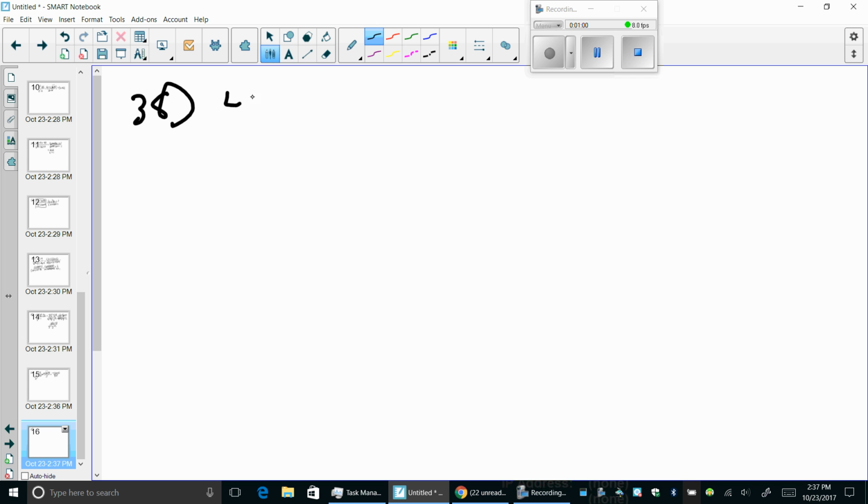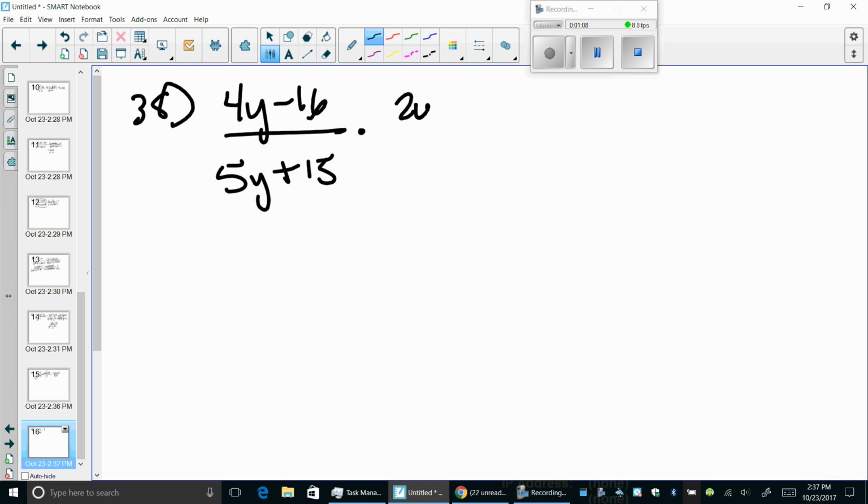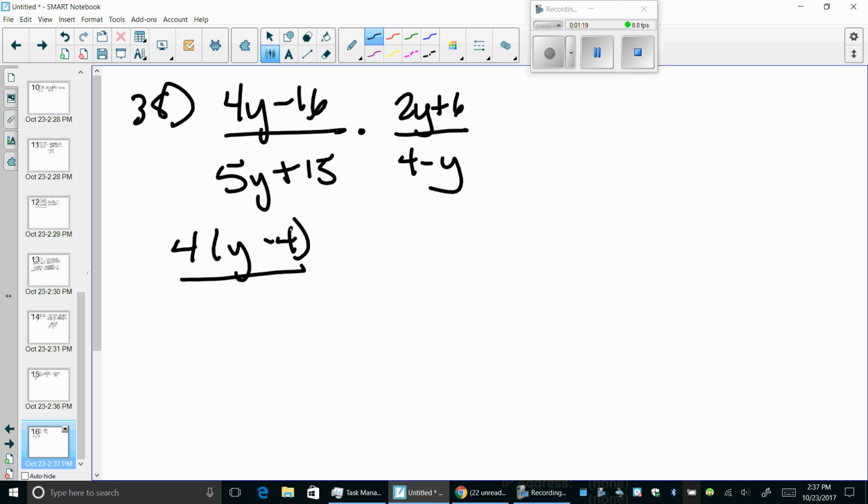Number 38. I have 4y minus 16 over 5y plus 15 times 2y plus 6 over 4 minus y. So the numerator here has a GCF. It's 4, 4 times y minus 4. The denominator has a GCF of 5, 5 times y plus 3. The numerator has a GCF of 2, 2 times y plus 3. And then this is just 4 minus y.